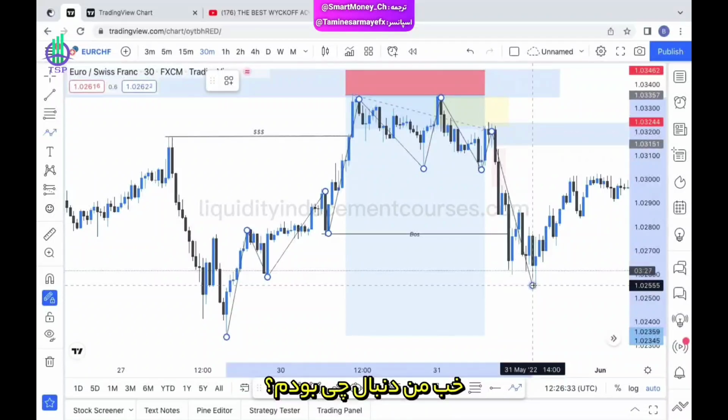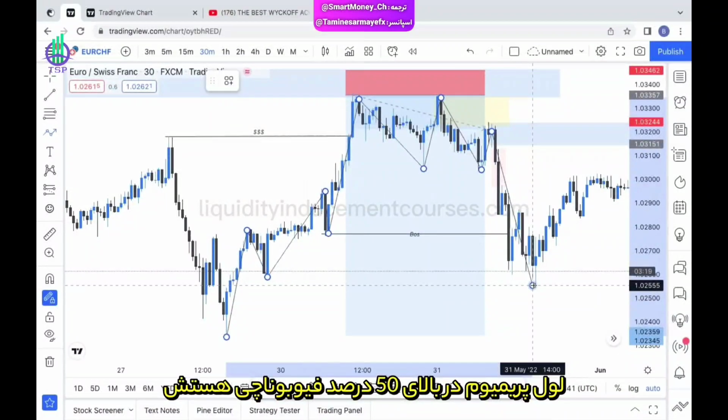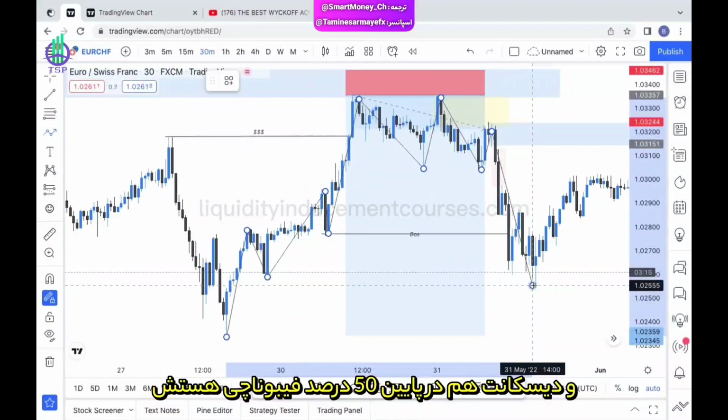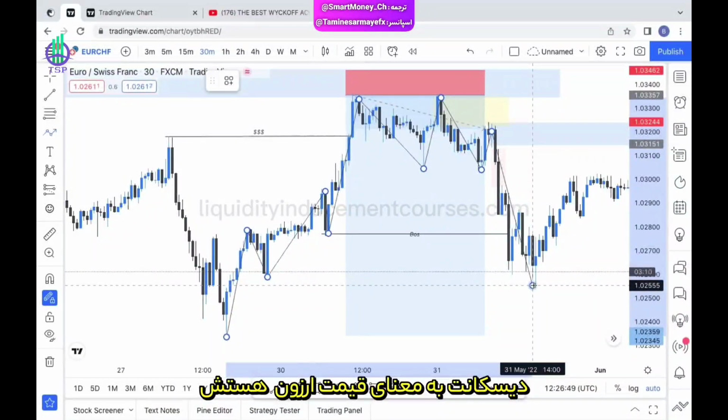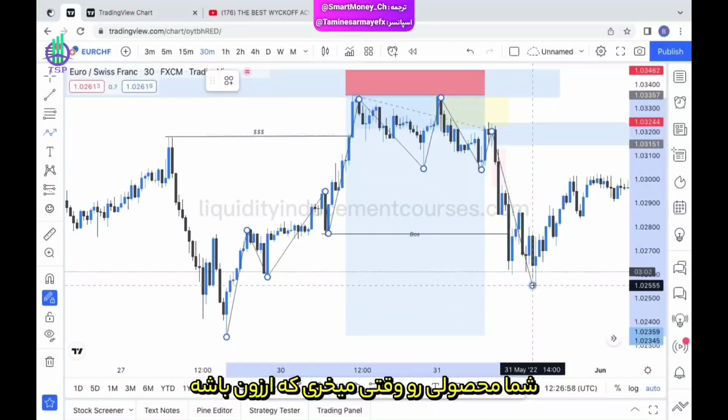Okay, so what was I looking out for? I was looking out for price to come back into my premium level before I take a sell. The premium level is anywhere above your 50% Fibonacci, and your discount level is anywhere below your 50% Fibonacci. Discount connotes cheaper prices, cheaper rates, lower prices. Premium connotes higher rates, higher prices. You buy a good when it is cheap and you sell it when the price is high.